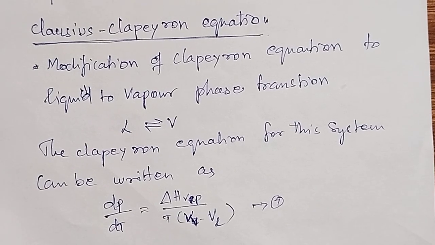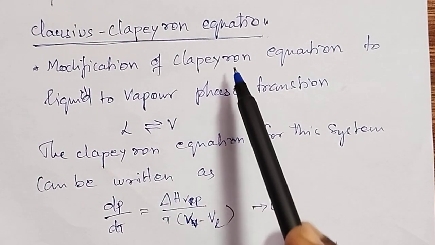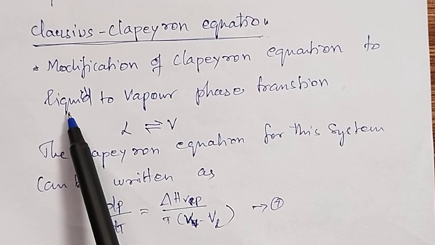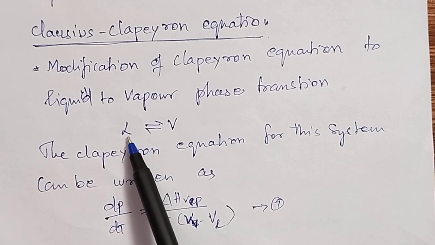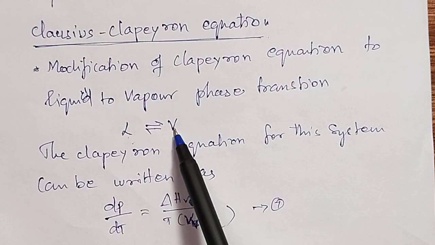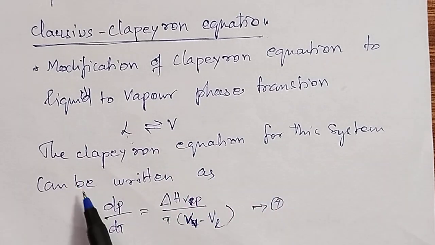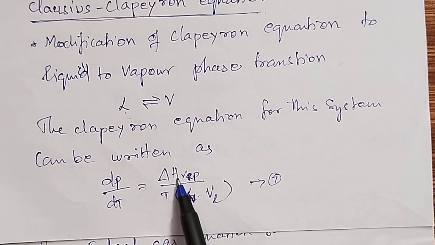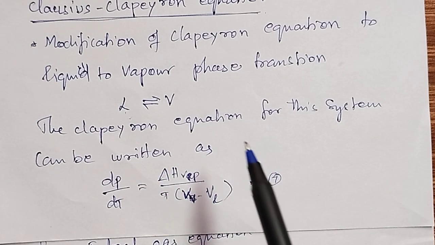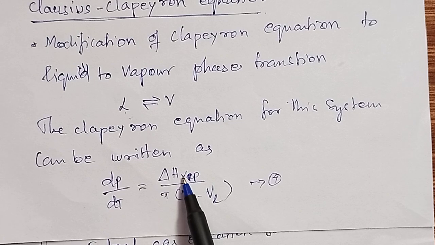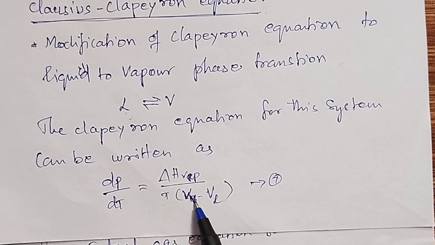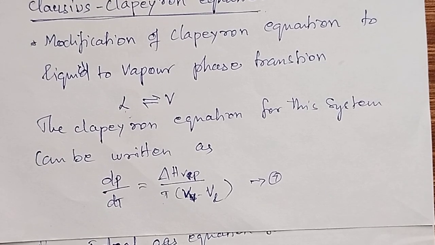From this Clapeyron equation, now we shall derive the Clausius-Clapeyron equation. As I have already told, the Clausius-Clapeyron equation is the modification of the Clapeyron equation for the phase transition from liquid to vapor. Let us consider a liquid in equilibrium with its vapor. The Clapeyron equation for this system can be written as dP by dT equals delta H of vaporization divided by T into Vv minus Vl, the volume of vapor and the volume of liquid.